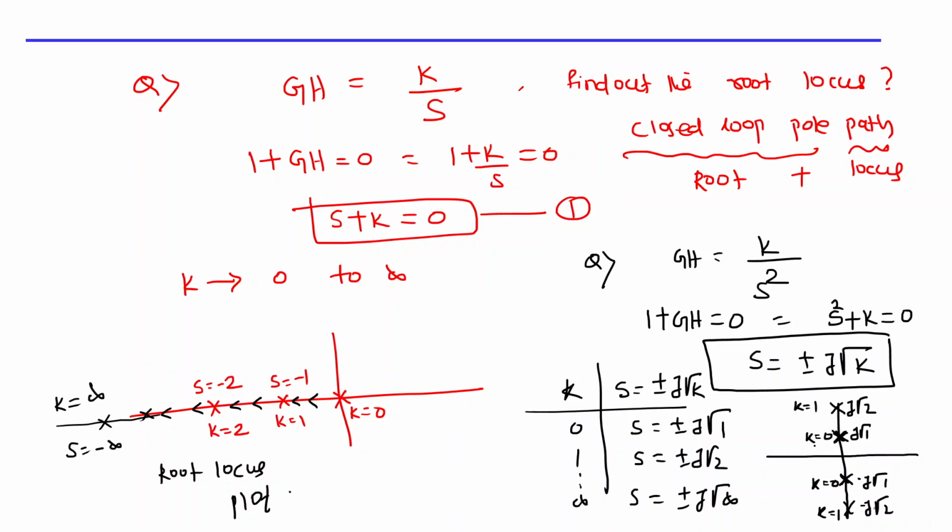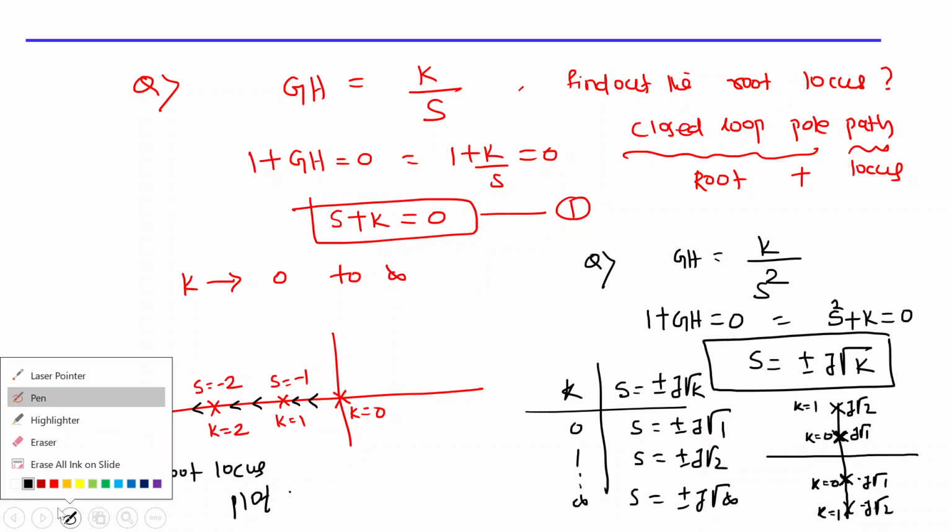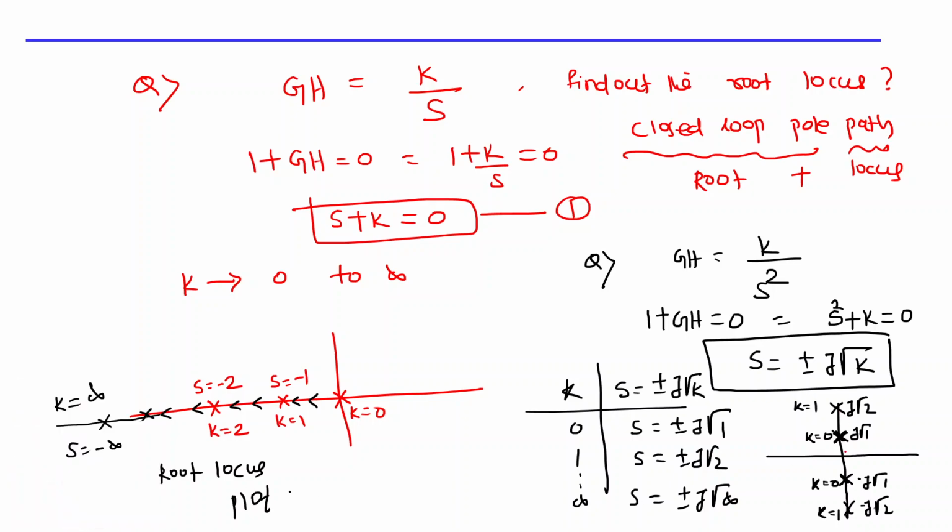which will vary along the imaginary axis. Okay, so if I change my pen and show you, the exact poles will vary in this direction, in this direction. So this is the closed loop root locus diagram for this transfer function.